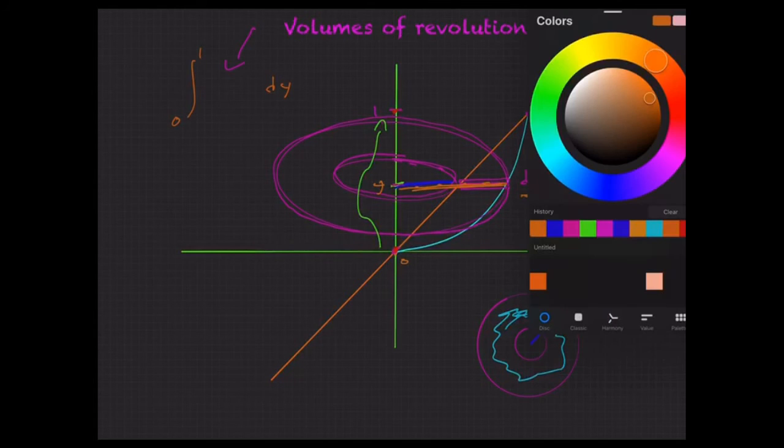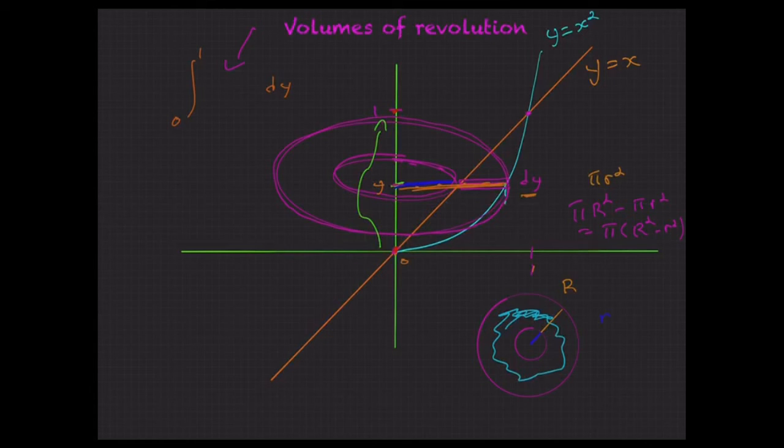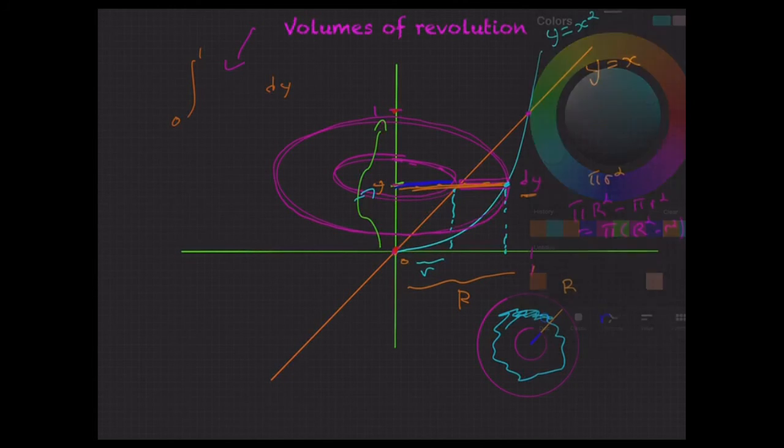And the key to doing this is noticing that the capital R, this orange radius, is the x-coordinate of the point on the function y equals x squared that this y value here determines. And the inner radius, the little r, so this is little r, and this is big R, the little r is the x-coordinate of the point determined on the line by this y value on the line y equals x.